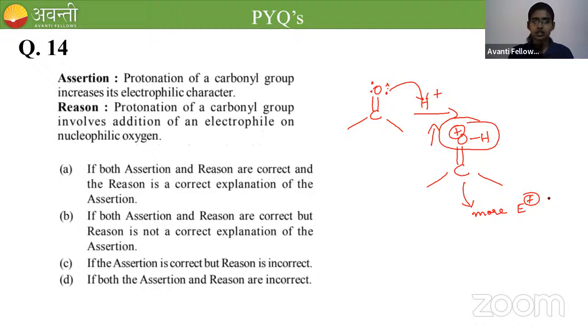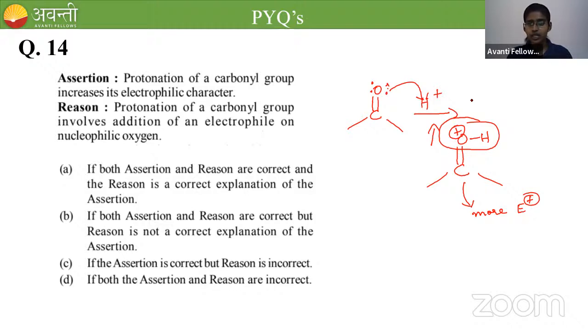And come to the reason. The protonation of the carbonyl group involves the addition of electrophile on the nucleophilic oxygen. Yes, the hydrogen, that is the electrophile, goes to the nucleophilic oxygen only. Reason statement is also correct. But just tell me whether the reason is the correct explanation for assertion or not. Both the statements are correct, but the given reason is not the correct explanation for the assertion.